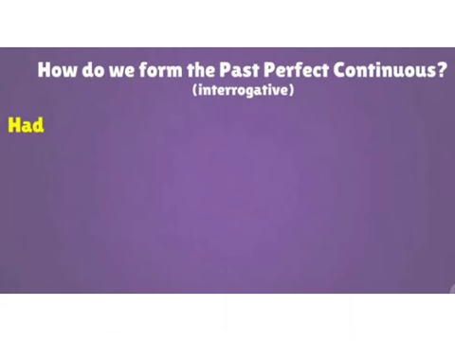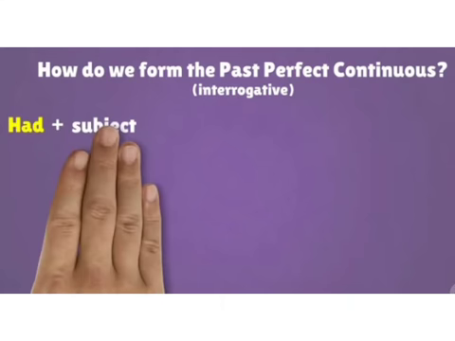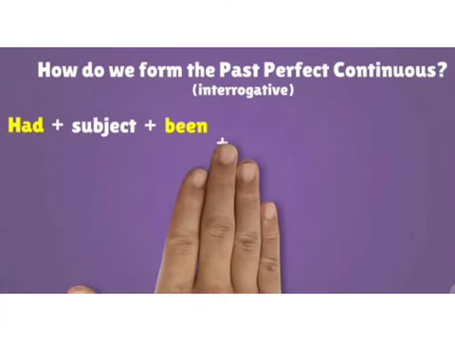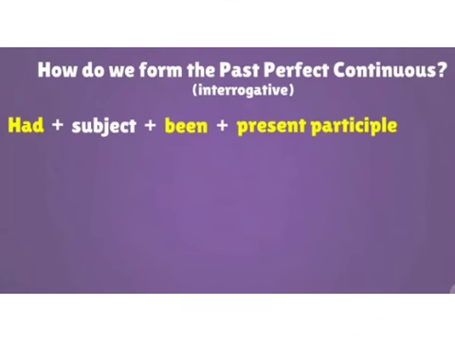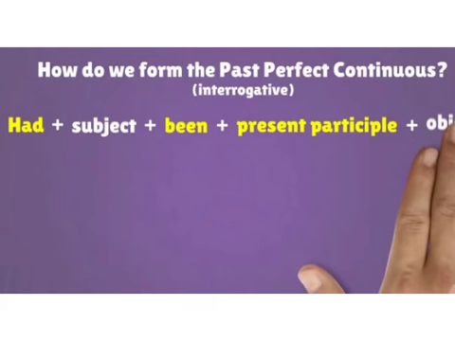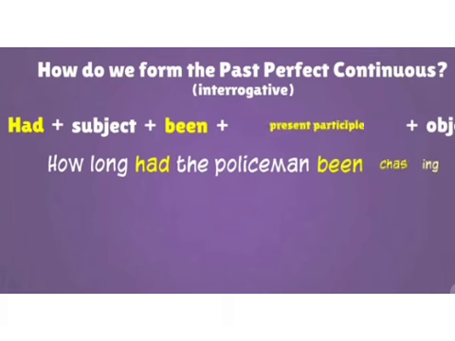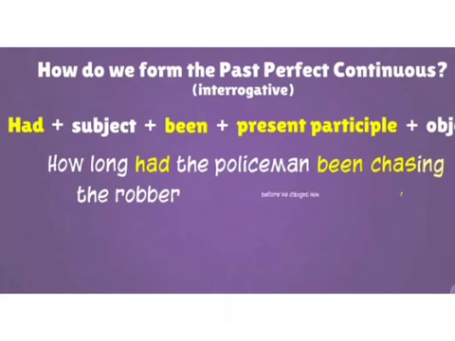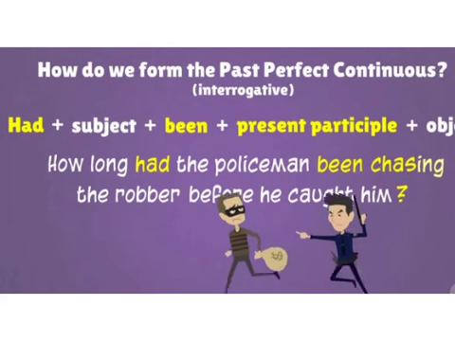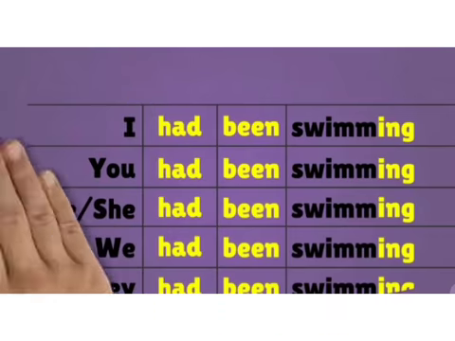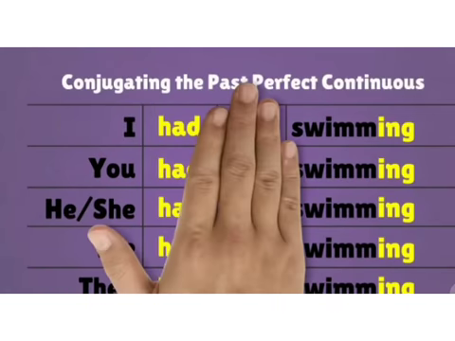Again, I tell you what the interrogative is. Bring the auxiliary verb had here in front to make the sentence question type. So had plus subject plus been plus present participle plus object is the formation. Children, please make a note of it. How long had the policeman been chasing? Is this a correct formation for a question? Yes, children, this is the correct answer. Had been chasing, so you have to bring had to the front. How long had the policeman? It is the correct formation of a question.